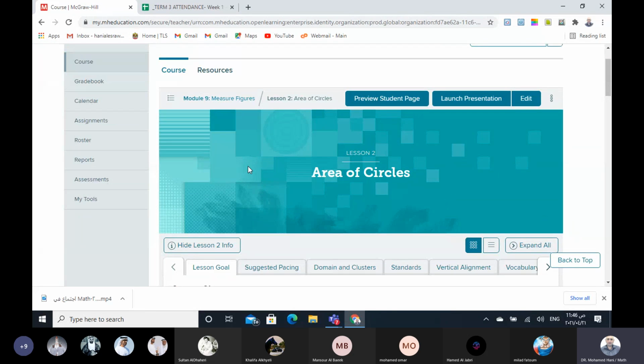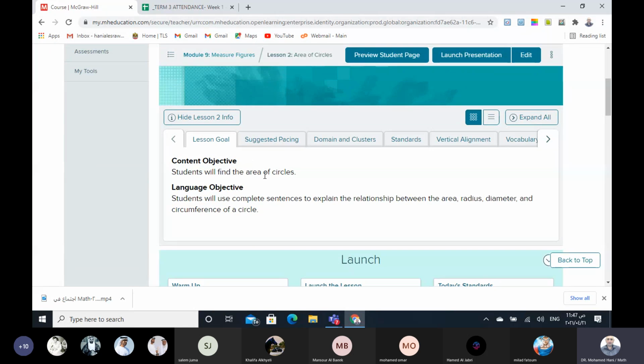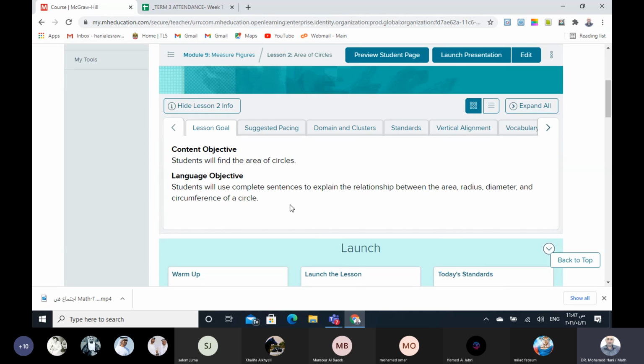Math, grade 7. We are in module 9, measures and figures. Today we have the second lesson, area of circles. In this lesson, we want to learn how to find the area of circles.